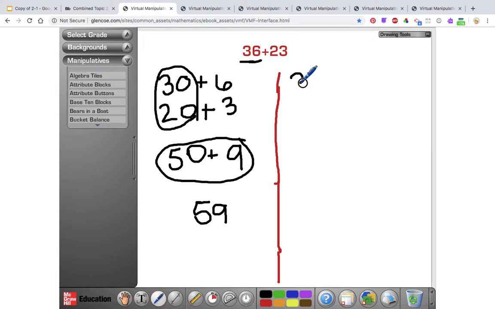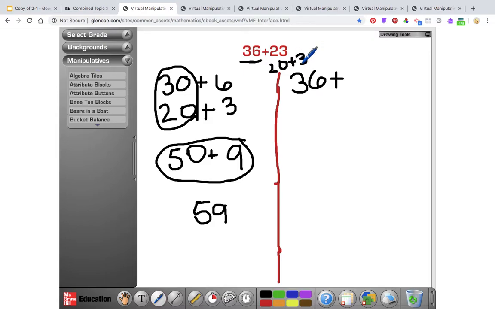So I'm going to keep my larger number, which is 36 in this case. So I'm not going to break apart that number. I'm just going to keep it the same. Then I'm going to break apart the 23. And I'm going to break it apart just like I did with the other way of breaking it apart. So that's going to turn into, instead of 23, a 20 plus 3.